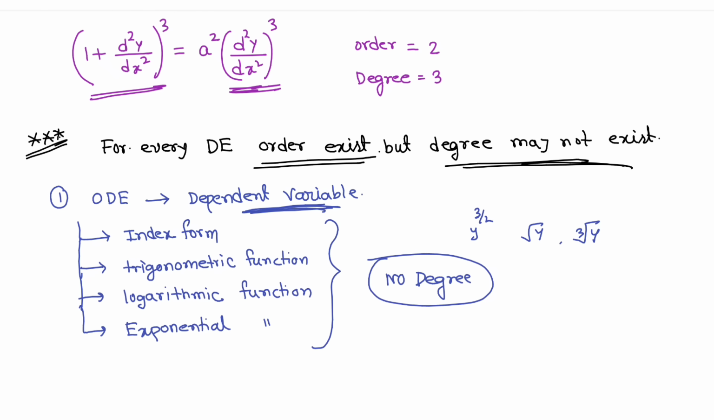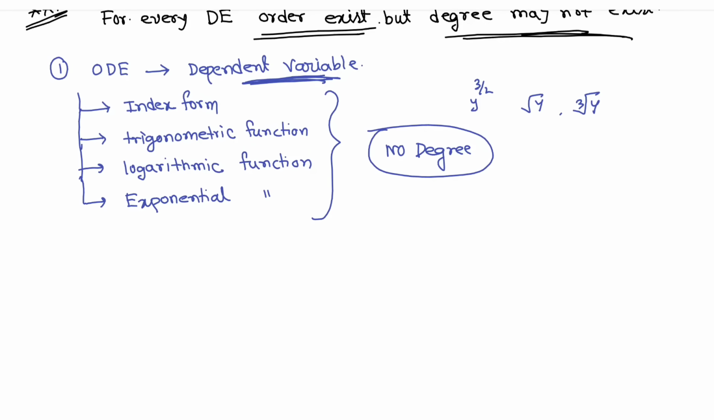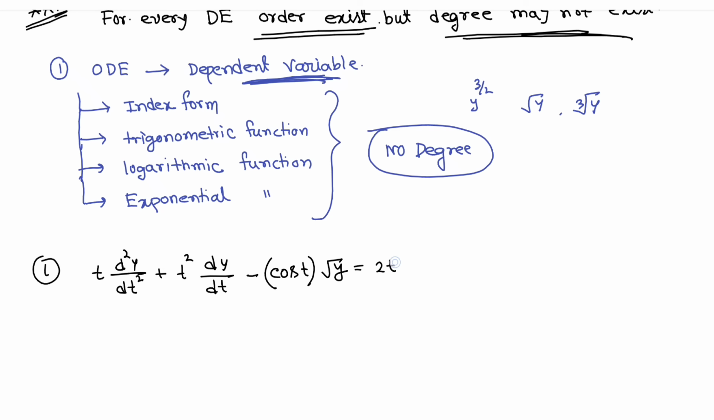Clear? There is no degree. For example, first example, suppose t d²y/dt² plus t² dy/dt minus cos t into root y equals 2t² minus 3t plus 4.